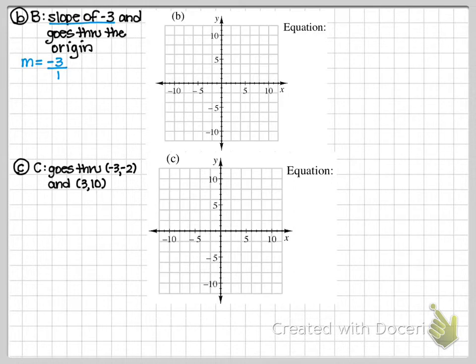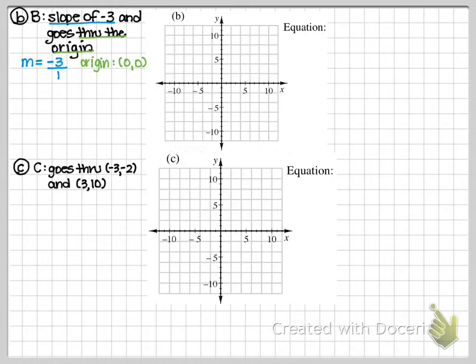But I think I need more information, so let's keep looking. Oh, it goes through the origin. All right, I think that's a point. We even talked about the origin last class. Remember, the origin goes through the middle of the graph, so that's (0, 0).